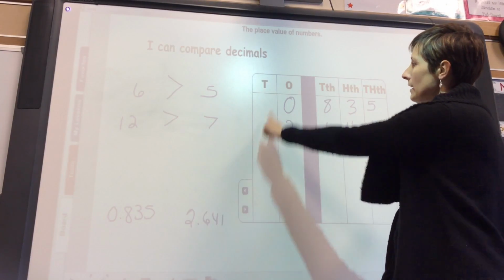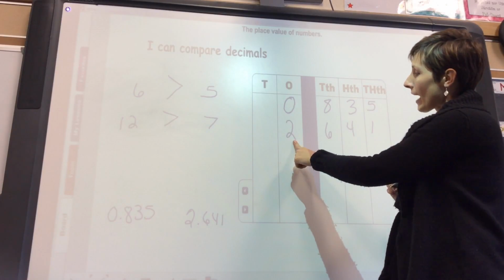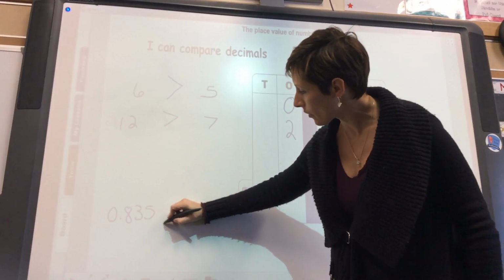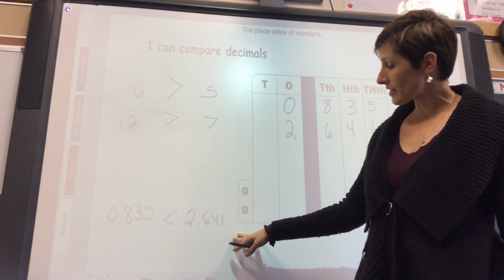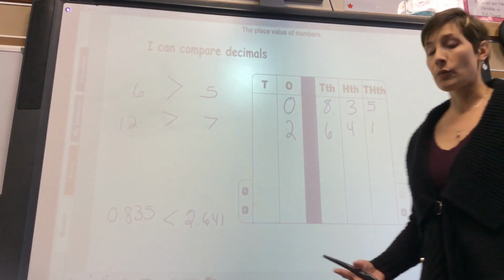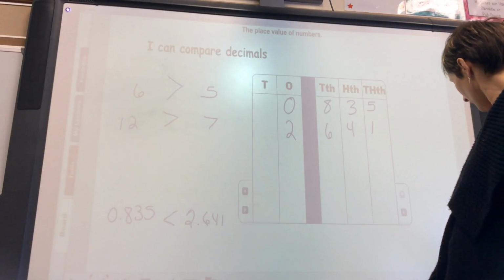There's no tens. If we look in the ones place, one has a value of 0, the other has a value of 2. We know that 2 is greater than 0. Therefore, we know that 2 and 641 thousandths is greater than 835 thousandths. And we're done, since we have a greater place value in the ones place.